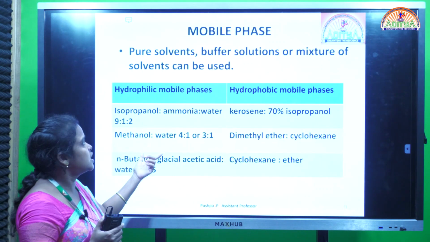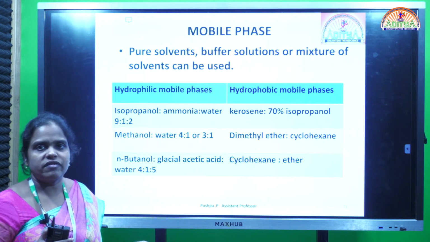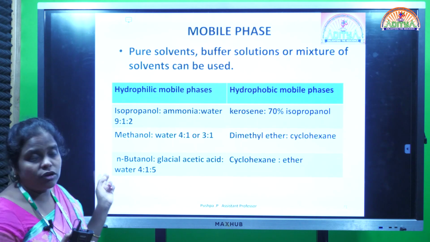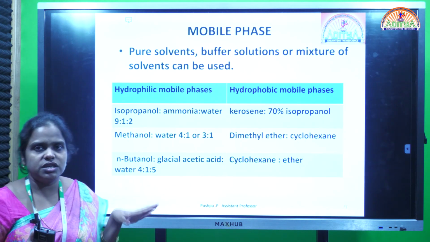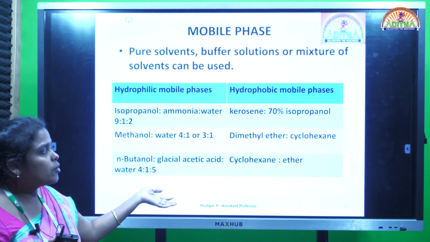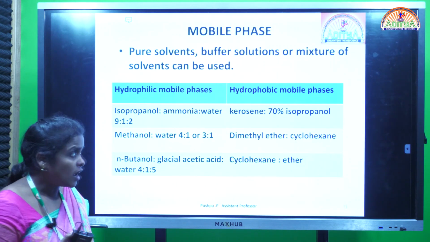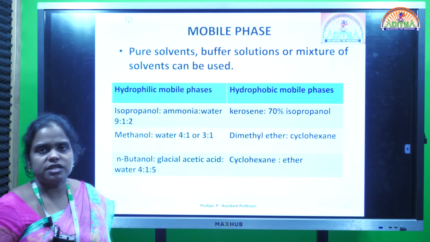Hydrophilic mobile phase examples are isopropanol or ammonia and water in a 9:1 ratio, or methanol and water in a 4:1 or 3:1 ratio. And the best examples of hydrophobic mobile phases are dimethyl ether and cyclohexane, or kerosene and 70% isopropanol.